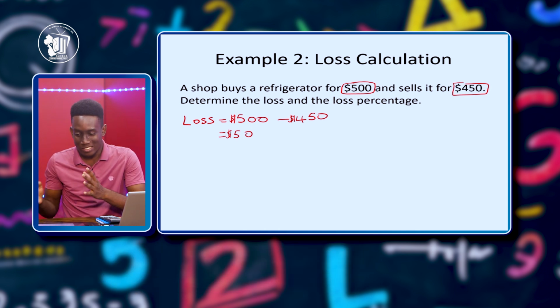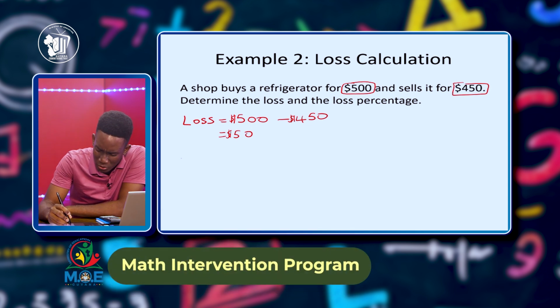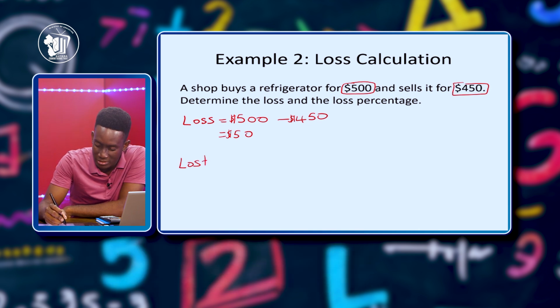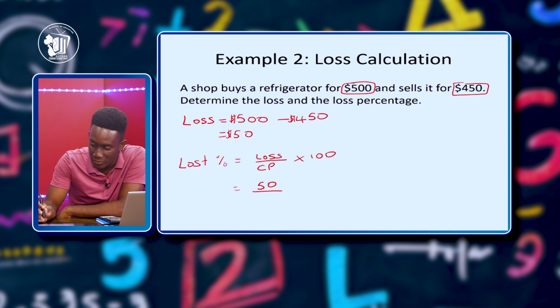So now let's find the loss percentage. Loss percentage, similar to profit percentage, would be the loss over the cost price multiplied by 100. So the loss was 50 over the cost price. We saw that the shop owner bought the refrigerator for 500. So this will be 50 over 500 multiplied by 100.